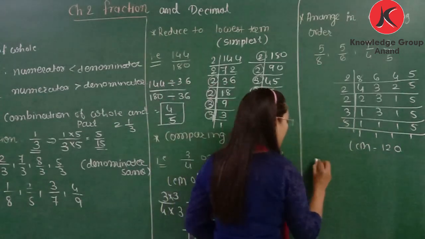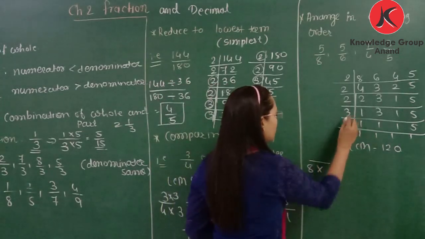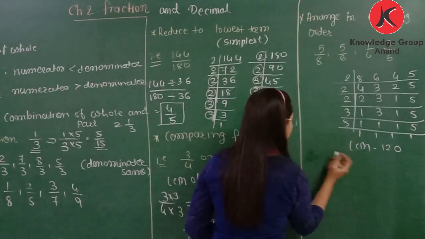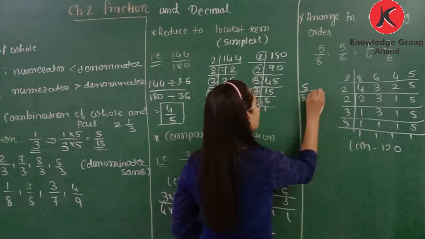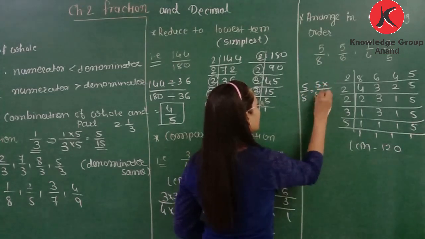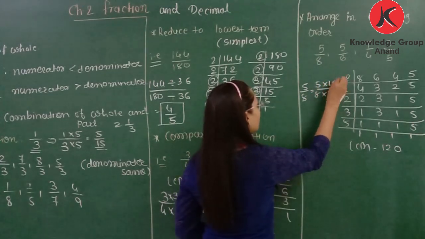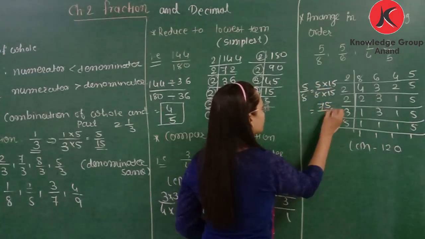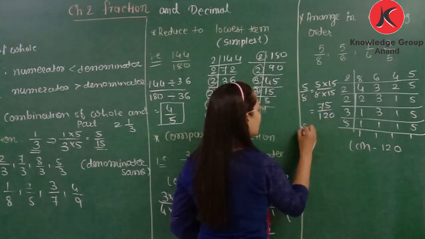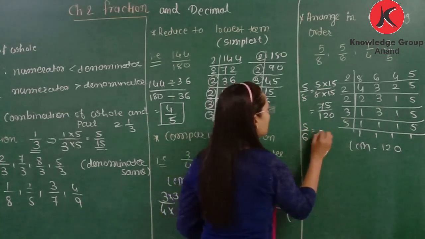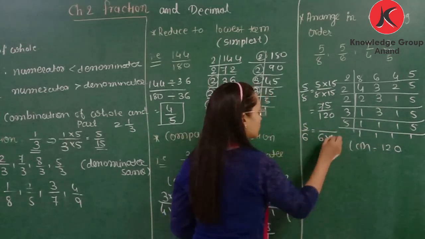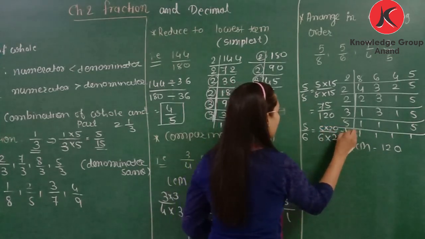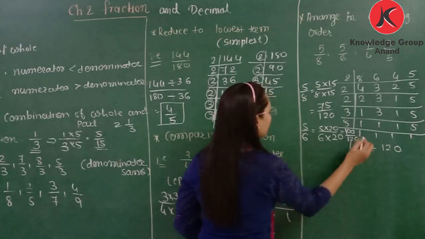So how can we make 8 into 120? If you multiply 8 with 15, we get 120. So 5 by 8, 5 is also multiplied with 15, so 75 by 120. Now for the second fraction, 5 by 6. By which number do we multiply? It is 20. So 5 is also multiplied with 20. So we get 100 by 120.